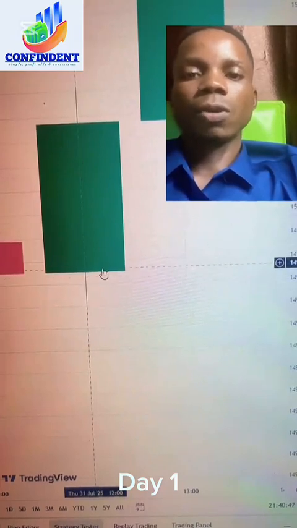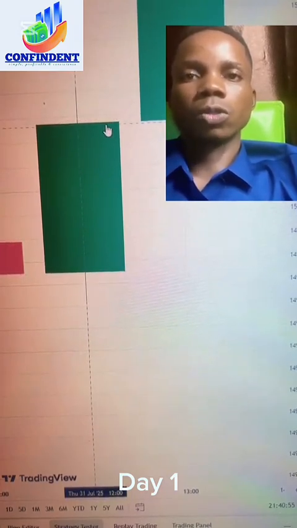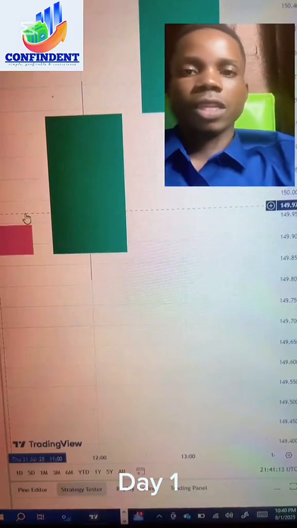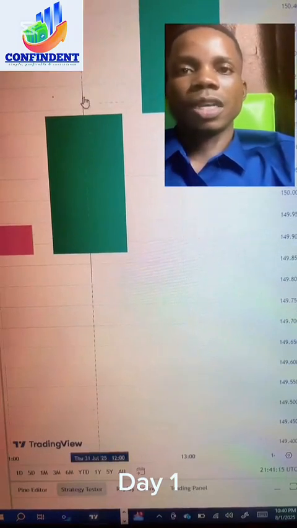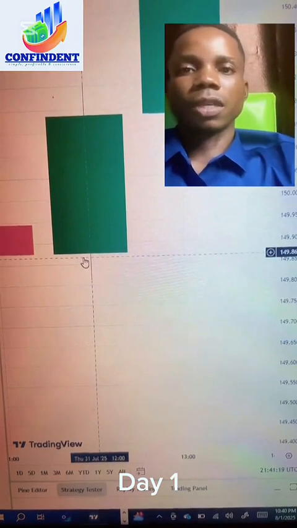But the reason why I can call it the bullish Japanese candlestick is because it opened here at the bottom and closed at the top. So that is the reason why I'm calling it a bullish Japanese candlestick. Now let me quickly explain what the body and the shadow mean in the formation of a Japanese candlestick.